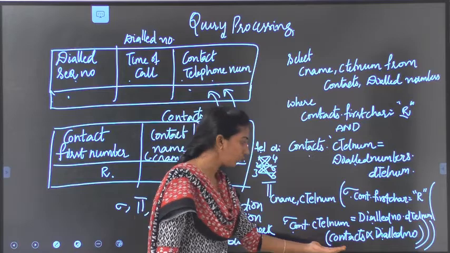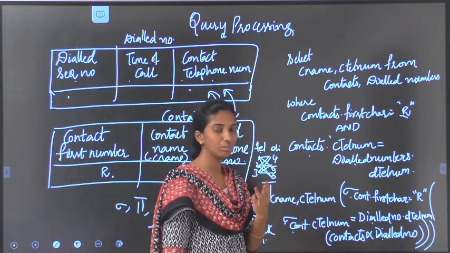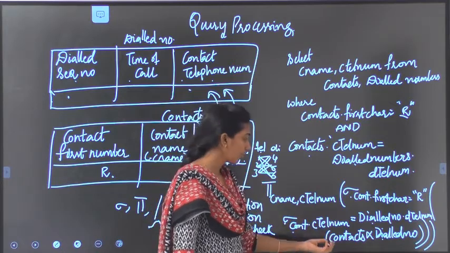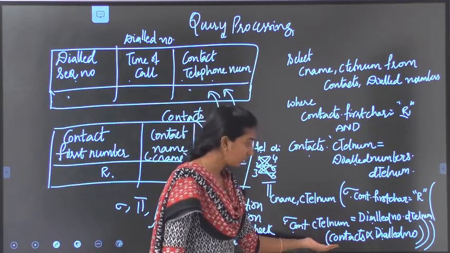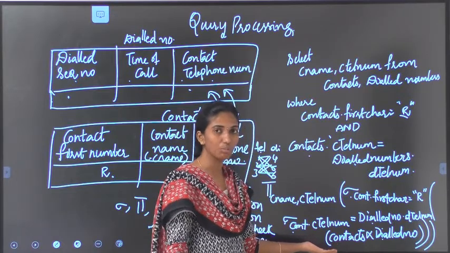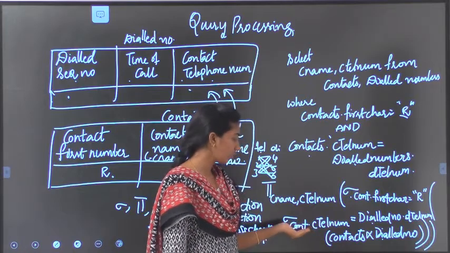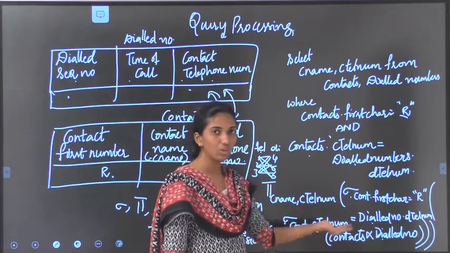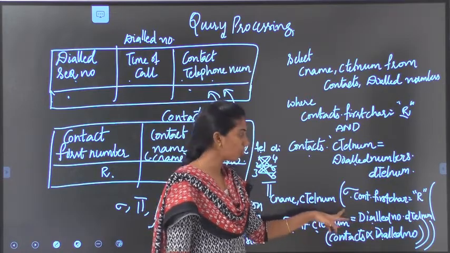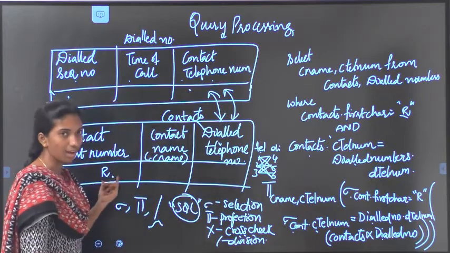So in order to perform that operation, first I need to cross these two relations. So internally I write contact cross dial numbers. If I have 3 rows in each, 3 into 3 means 9, so obviously I will get 9 rows. So if I do this contact cross dial numbers, I will get a larger number of rows, so that matching can be done based on the condition contact dot tel num is equal to dial numbers dot tel num. In that we also need to specify the first character, which starts with R.